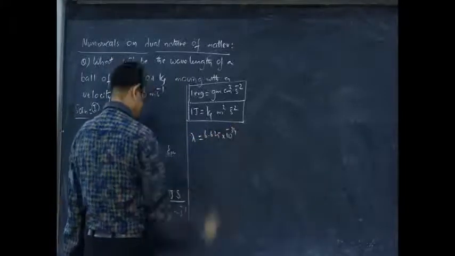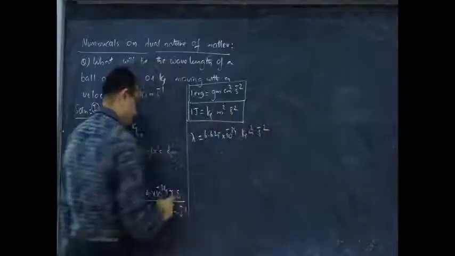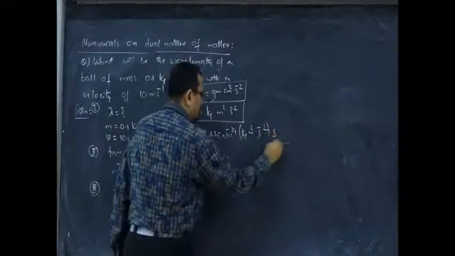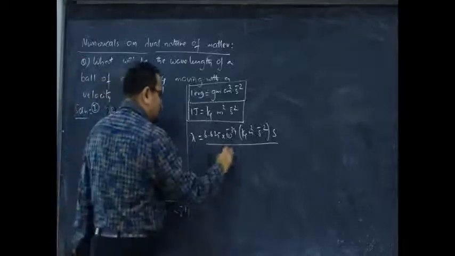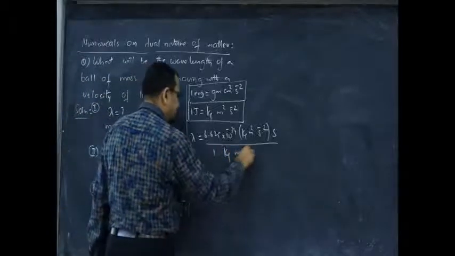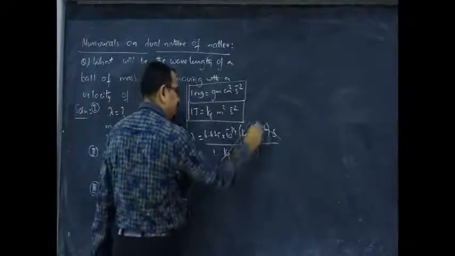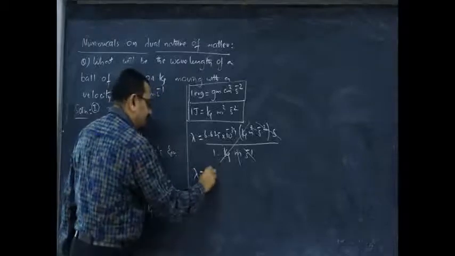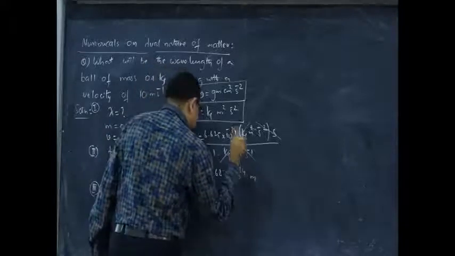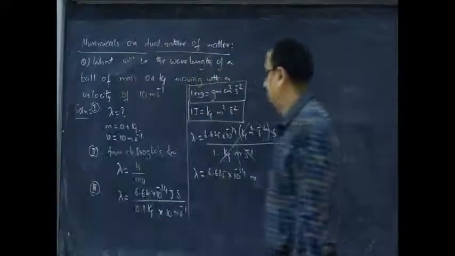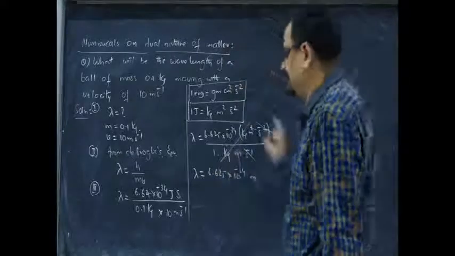Lambda equals 6.625 into 10 power minus 34, joule is kg meter square second inverse square, into second, over 0.1 into 10, kg meter per second. Kg is cancelled, second inverse square is cancelled, 1 meter is cancelled. So, lambda equals 6.625 into 10 power minus 34 meters, that is it. So, this is a simple numerical, we got the value.